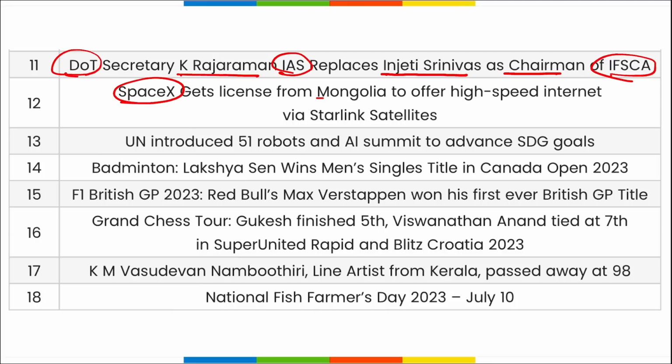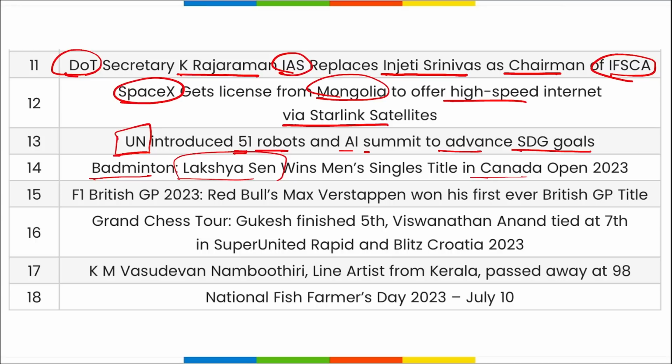SpaceX got the license from Mongolia to offer high-speed internet via Starlink satellites. United Nations introduced the AI for Good robots and AI summit to advance sustainable development goals. In badminton, Lakshya Sen has won the men's singles title at Canada Open 2023.